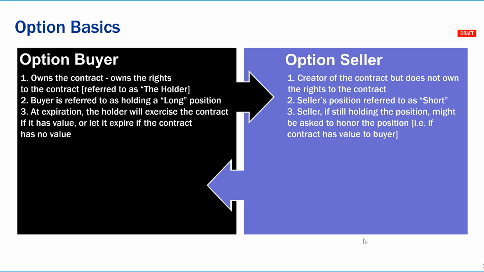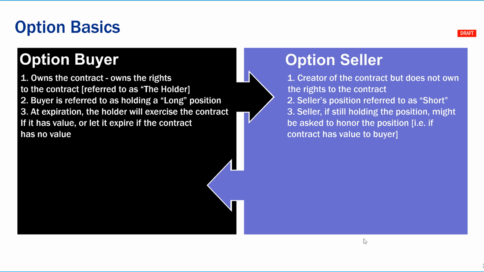and in an example of a call option, which is the option to purchase that we explained in the previous slide, the buyer is referred to as holding a long position because they expect the stock price to go up, so that is where they are expecting to make the cash. And at expiration, the holder will exercise the contract if it has value, but they can let it expire if the contract has no value.